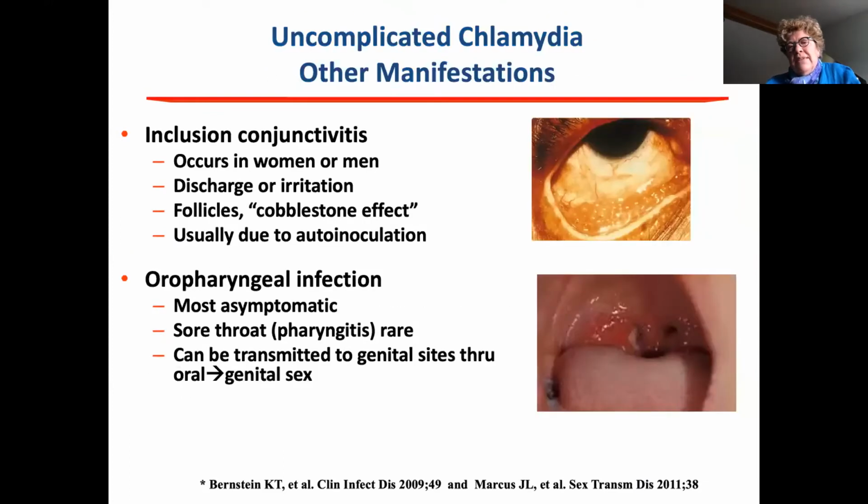You can see conjunctivitis with chlamydia. I showed you the one of gonococcal. Conjunctivitis with chlamydia tends to be less purulent, more cobblestoning, and again, thought to be due to autoinoculation. You can occasionally, but not very often, get oral pharyngeal infection. A true pharyngitis is very rare.